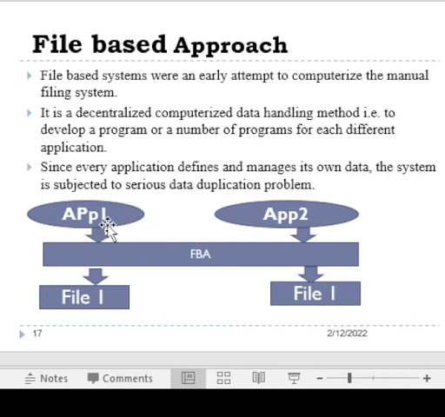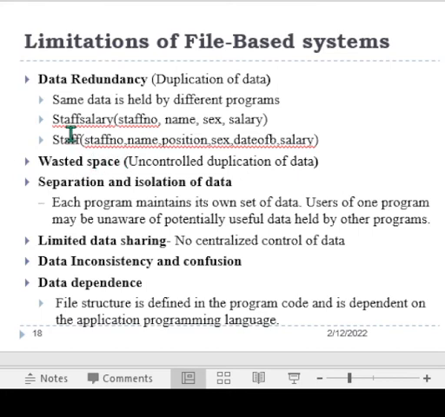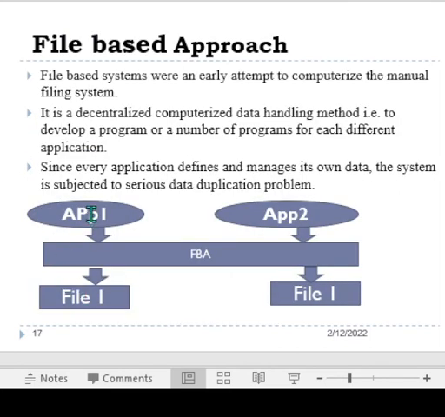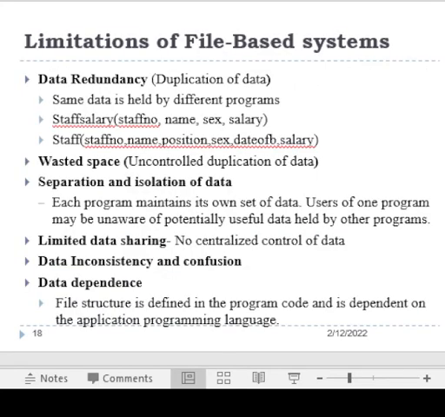The file-based approach also has what we call application data dependency. The limitations of the file-based approach: the first one, as I told you before, is redundancy of data. File 1 is stored by app1, and file 2 is again stored by app2. This means there is redundancy of data, which gives wastage of space.